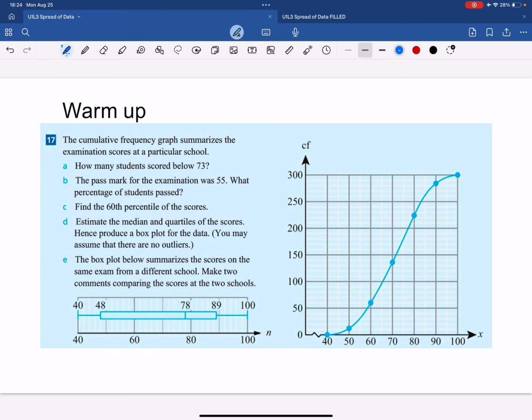Here's another warm up. We have a box and whisker plot. Sorry, I didn't want to do that, I want to use the laser. Got a box and whisker plot, and then we've got a CDF. We have these questions. Pause it, take a few minutes, and then we'll talk about it.